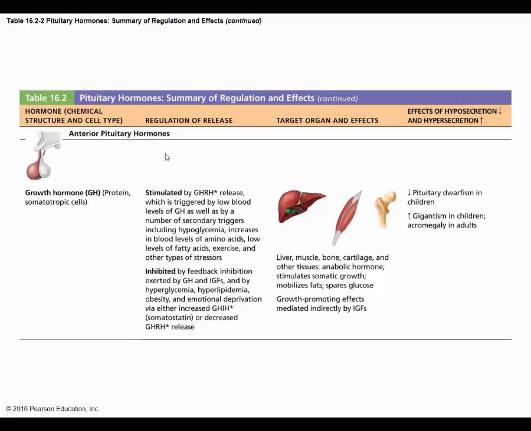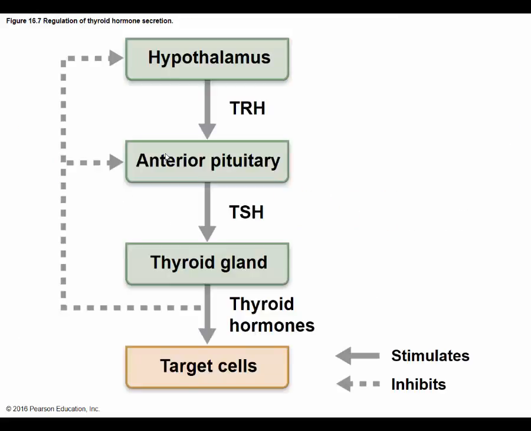So here's some hormones from the anterior pituitary. I'm not going to expect you to memorize all their effects, but you should be able to say, or I should be able to say, that if this is lower in the blood, how does that affect this pathway? How would the hypothalamus respond?